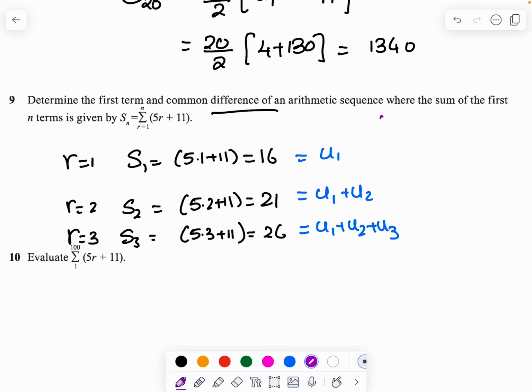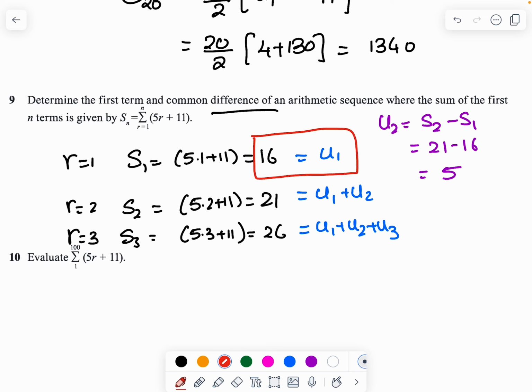Now, in order to get u2, what you should do? s2 minus s1, which is 21 minus 16, which is 5. So now what is he asking? Find the common difference. The first term we have already found out. What was the first term? The first term is 16. Now the common difference. The common difference is u2 minus u1.